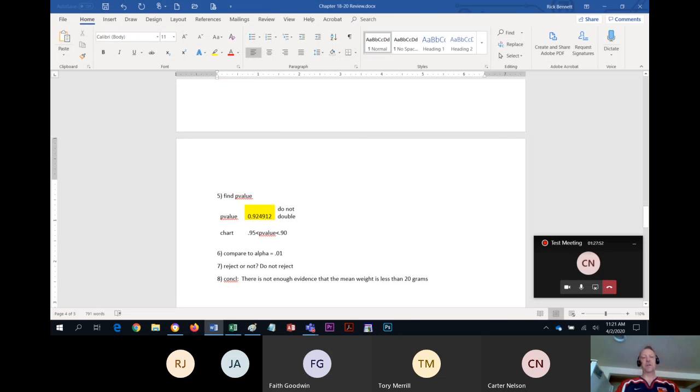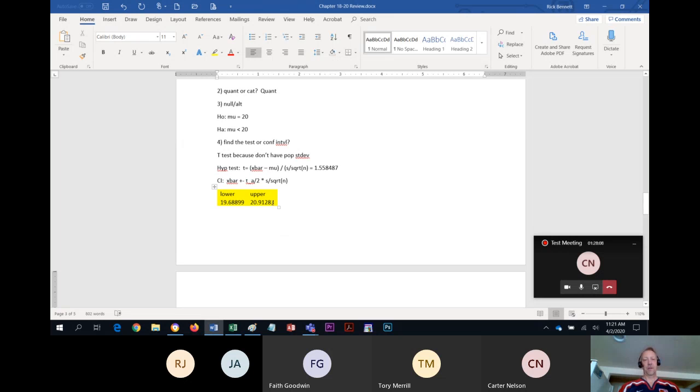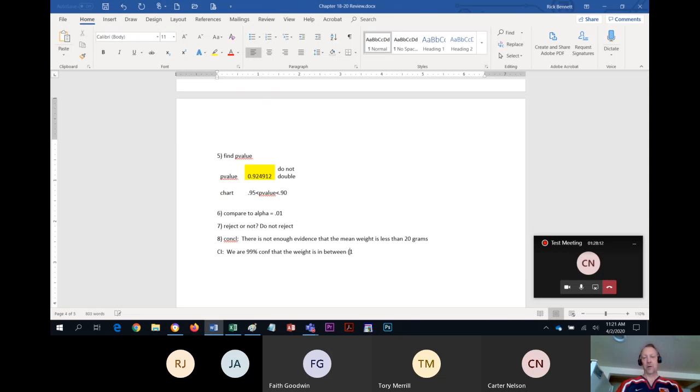Now, could we reach that conclusion with the confidence interval? We are 99% confident that the weight is in between these two values here, right? 19.6 and 20.9 grams. Okay. Is that significant evidence that it's above 20?